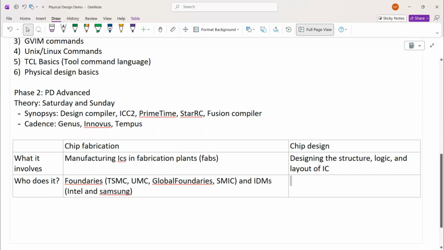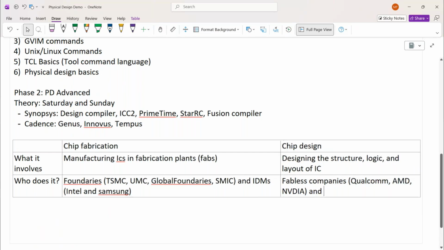And for designing the chip, there are a lot of fabless companies, which do not have fabrication labs. Those are called fabless companies. Which companies are those? Qualcomm, AMD, and NVIDIA. Designing is also done by Intel and Samsung, which are called IDMs.